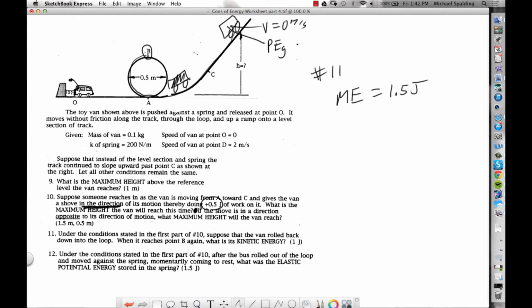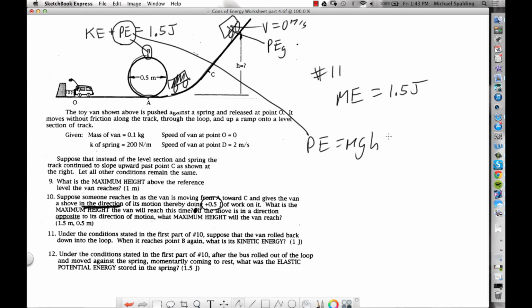Now look, at point B, what type of energy does it have? It's got kinetic energy and potential energy. What are both of those equal to? Now 1.5, right? Instead of 1, it's 1.5 because the push added half a joule, right? We can figure out the potential. How do we figure out what that potential is? Potential is mgh. The mass is 0.1.